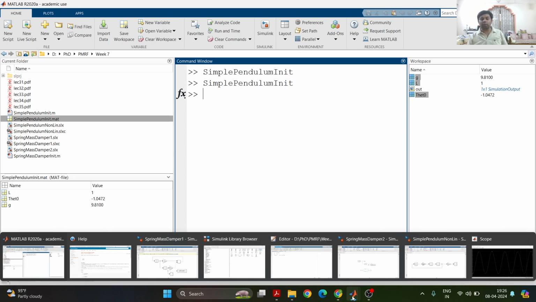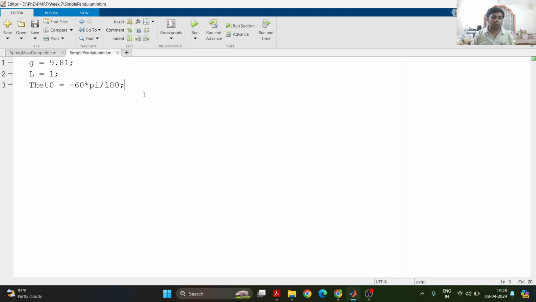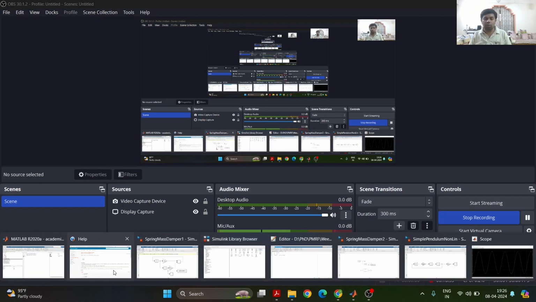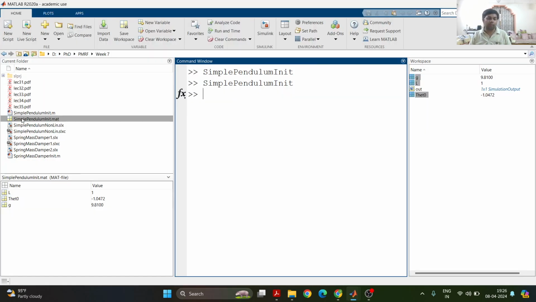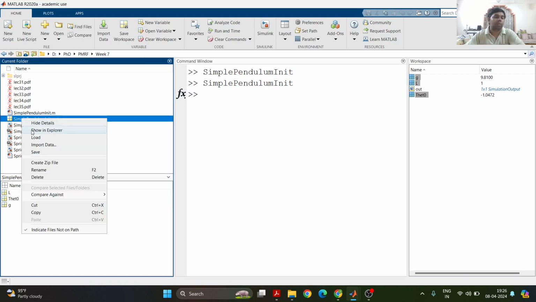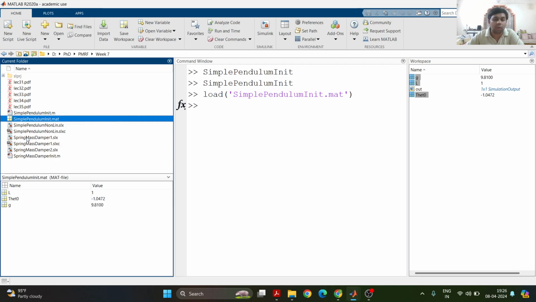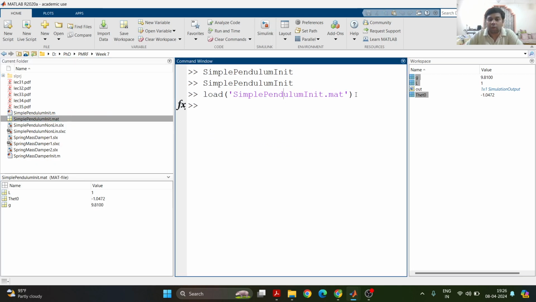So what we can do is, instead of creating the script and running it, we can just load the variables in. We can just right click on that and say load, or if you want to write it as code, then we can just say load this file name .mat. So that is another option.